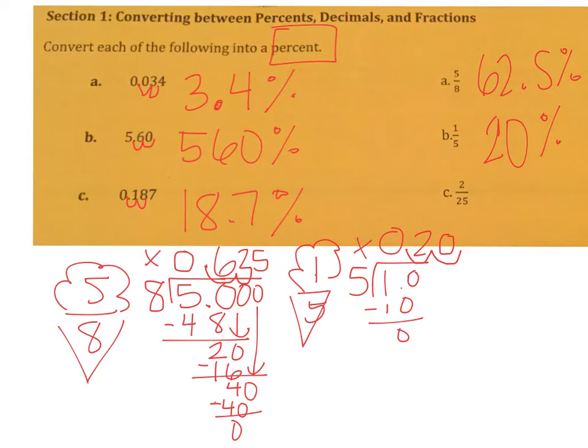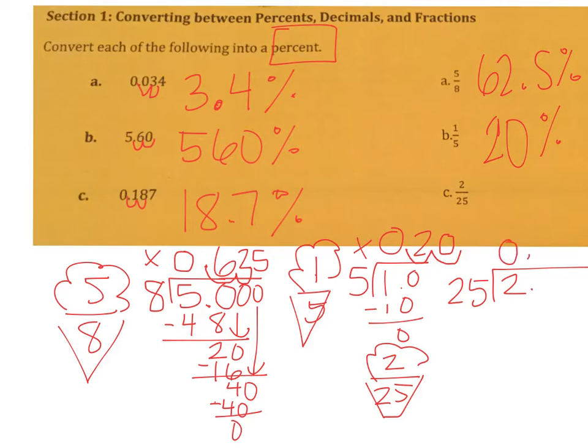And our last problem, 2/25. So 2 goes inside, ice cream goes in the freezer, and 25 goes outside. The cone goes outside of the freezer, and 25 does not go into 2, so I put a 0. I add a decimal, bring it up, add a 0. 25 does not go into 20, so I'm going to put a 0.